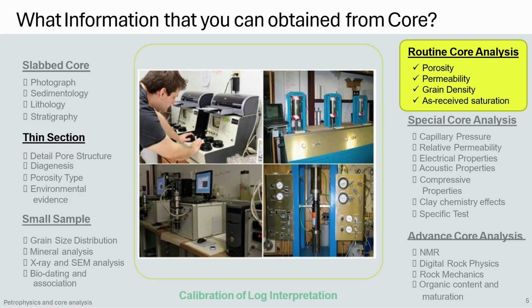Now the deck shifts toward routine core analysis, or RCA. This is where we begin measuring standard quantitative properties such as porosity, permeability, grain density, and as-received saturation. This is a major transition in the lecture because we move from descriptive geology to laboratory petrophysics. These are the measurements most commonly used in reservoir evaluation and log calibration.